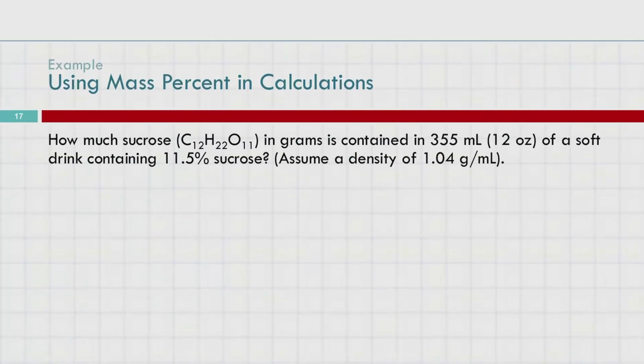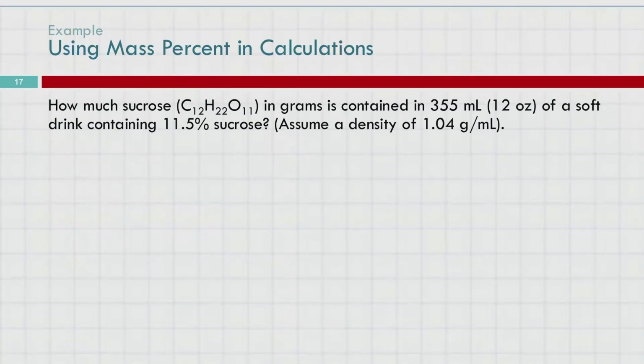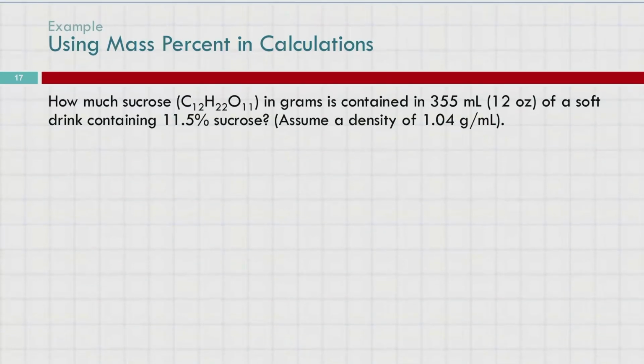How much sucrose, sugar, in grams is contained in 355 milliliters, 12 ounces, of a soft drink containing 11.5% sucrose? Assume a density that's not 1, it's 1.04 grams per milliliter, because it's not just water, it's got other stuff in it. So the first thing that we want to do is identify we're working with 11.5% sucrose. That means 11.5% sucrose in water.